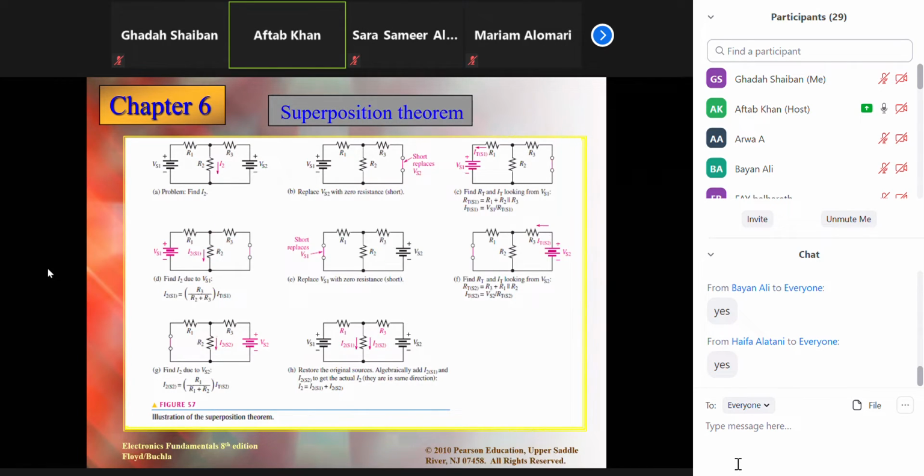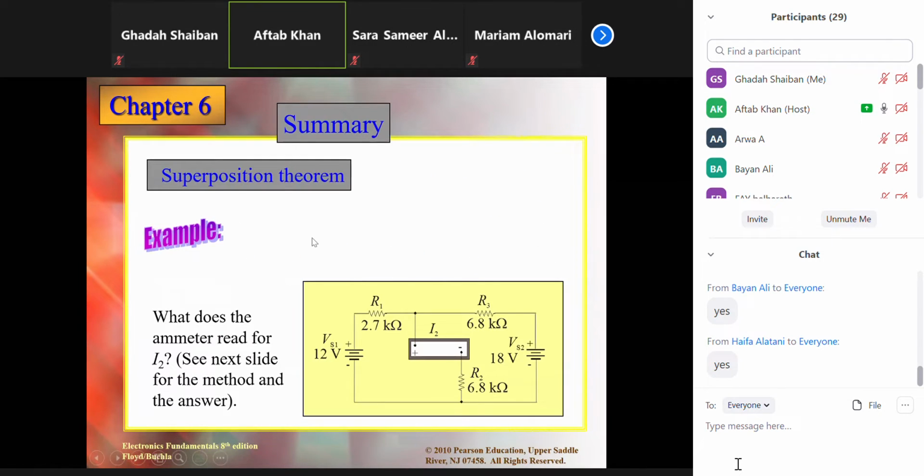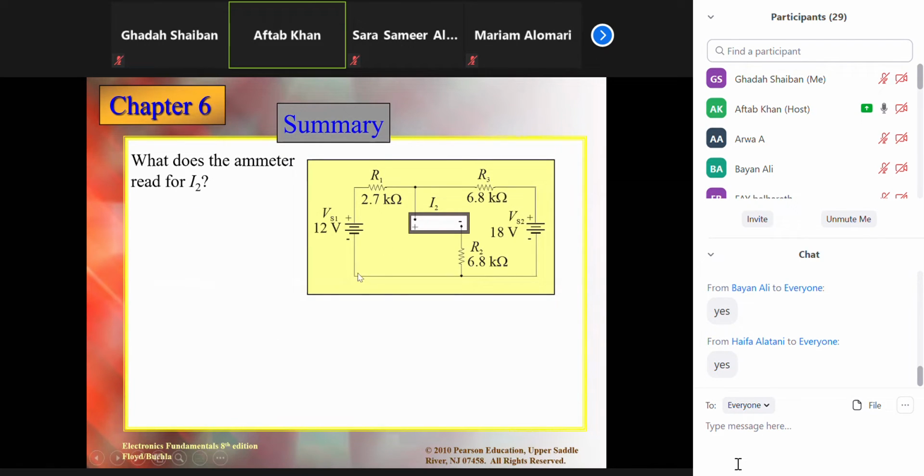Now let's consider one example. So let's suppose you are given this picture and we just want to know, if we put here a meter, how much this ammeter will read. So you can see this is a complete circuit, and definitely if we just simulate this one in false state, we can see how much it is going to read. But we can also calculate by applying the superposition theorem. Okay, so what does the ammeter read for I2?